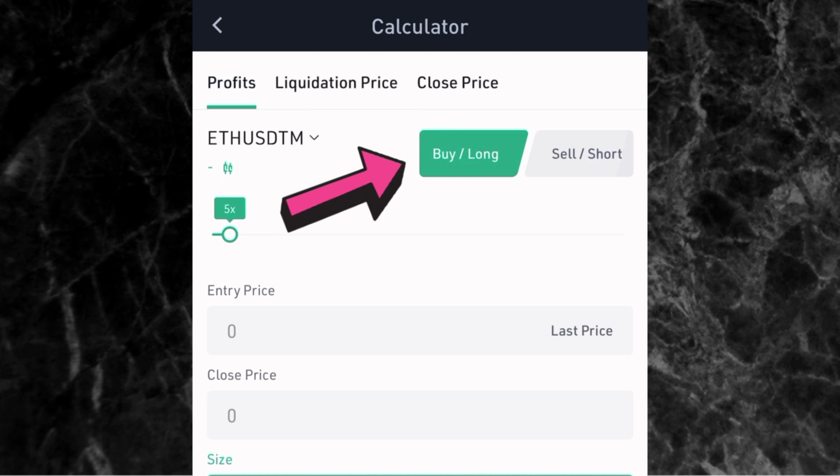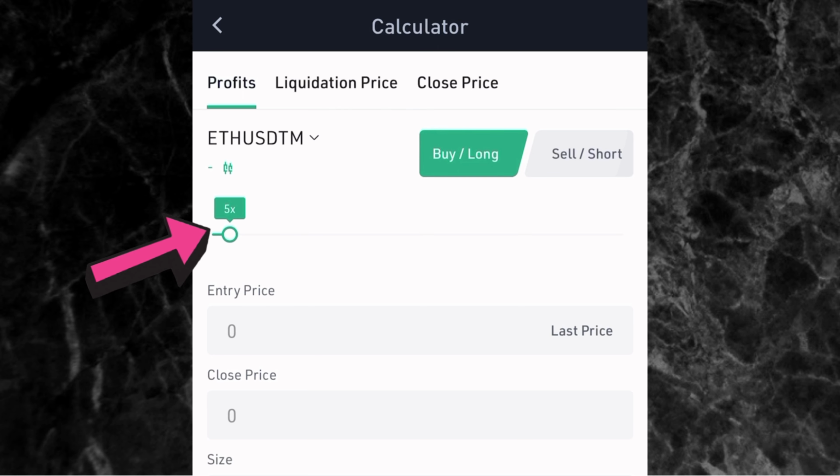So let's, for example, want to long right here. That will pick buy or long right here. And the next thing is to pick the leverage you want to use for the trade. So let's, for example, say you want to use 10x leverage. Then you pick 10x right here.